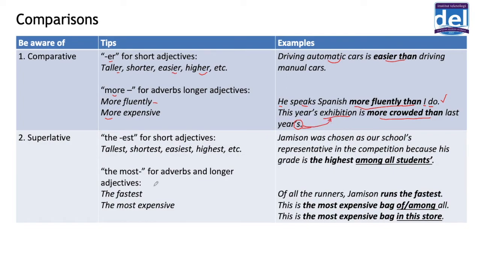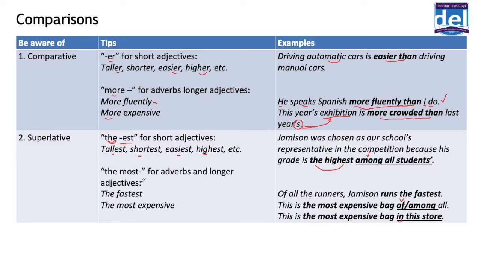Now let's continue with superlative, or paling. For short adjectives, we add est at the back of the words and we use the. For example, Jamison was chosen as our school's representative in the competition because his grade is the highest among all students. We don't use the word than because this is superlative. Other signs for superlative are like among, of, or maybe in. So they can be clues for you when you are reviewing the use of comparatives or superlatives in a sentence.